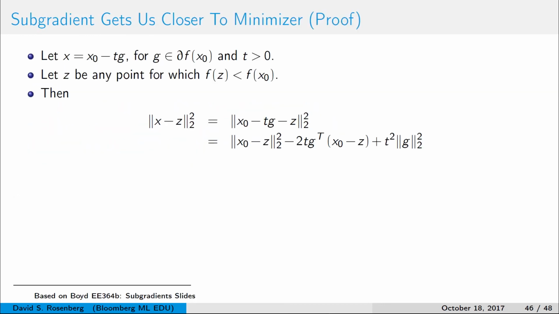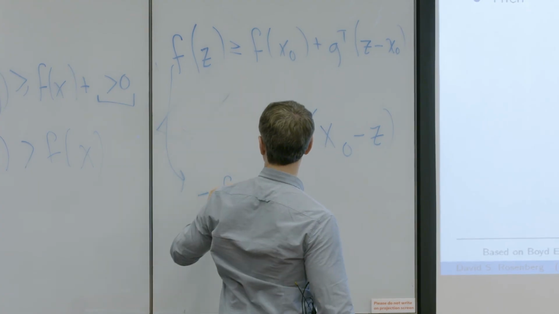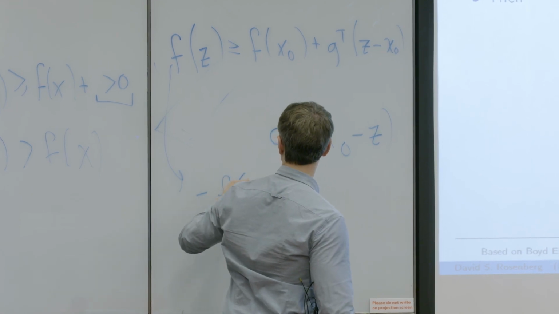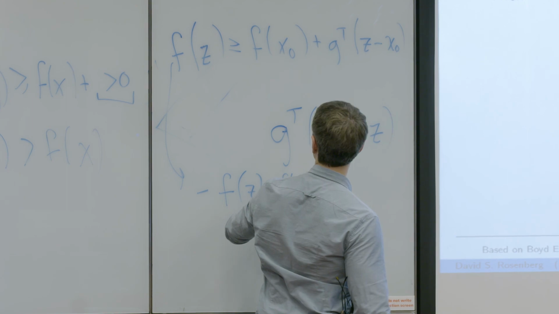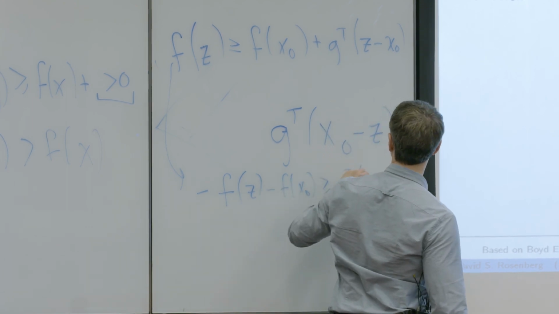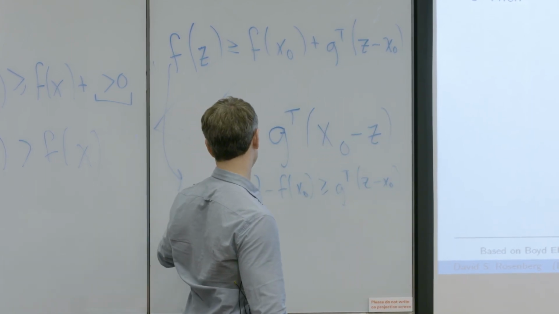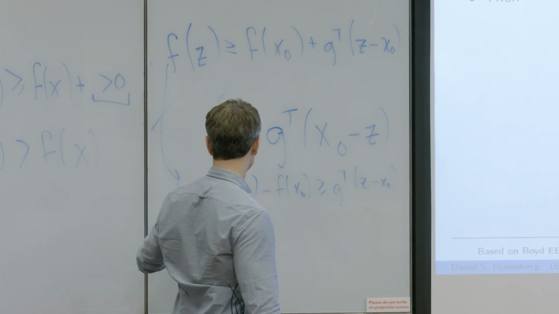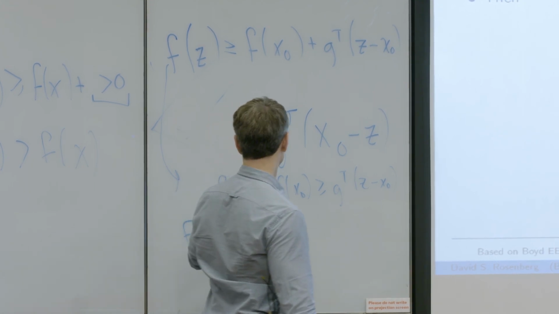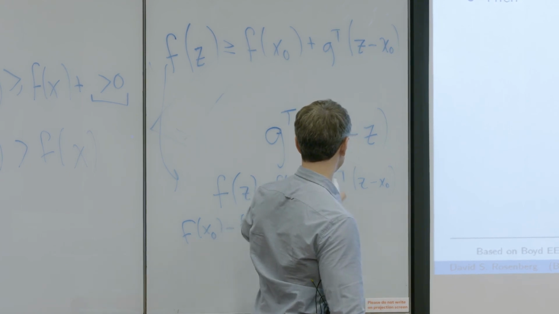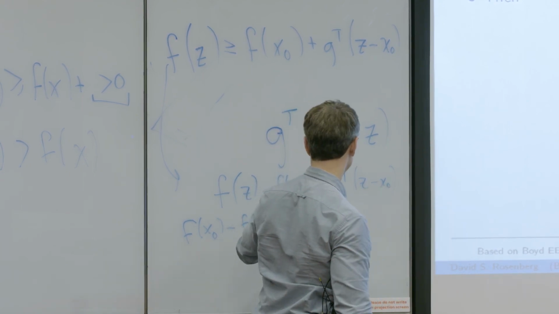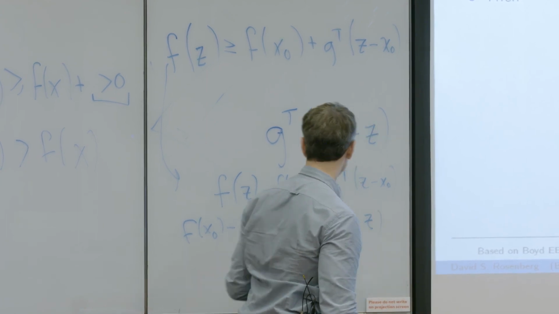So we switch the direction. Let's bring the f of x0 over here. So we have f of z minus f of x0 greater than or equal to g transpose (z minus x0). All right. Let's switch the sign. So that's f of x0 minus f of z is less than or equal to g transpose. Instead of switching the sign of this, we'll switch the order to make it look like that: x0 minus z.